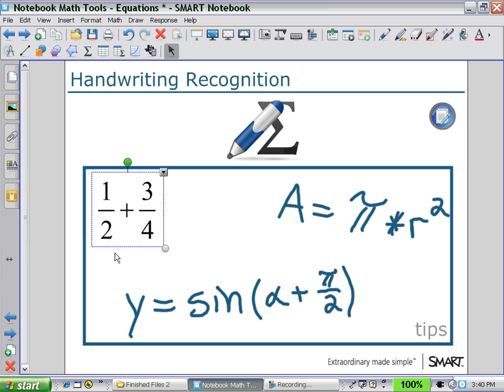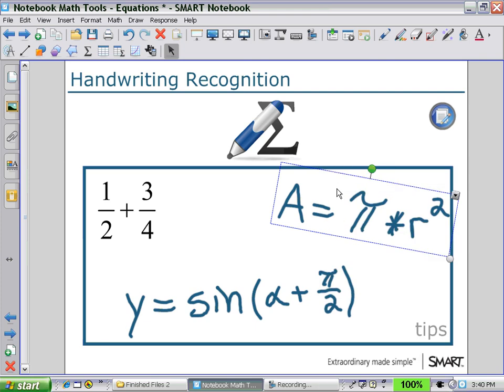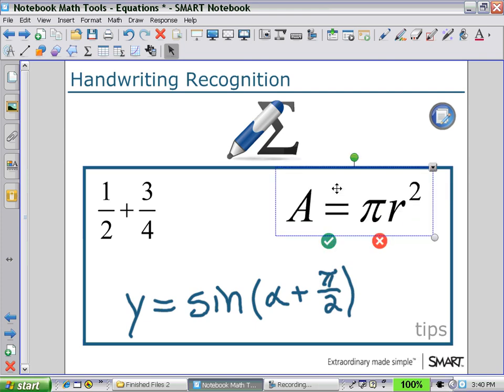With the area of a circle, you can see the symbol for multiplication. We would have to use that just as on your computer keyboard, the symbol for multiplication as a star. And so we need to write it that way for it to be recognized. So if I select that and then Recognize Math Ink, we will see that the engine does accept it as A equals pi r squared.